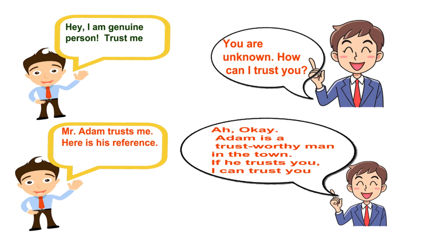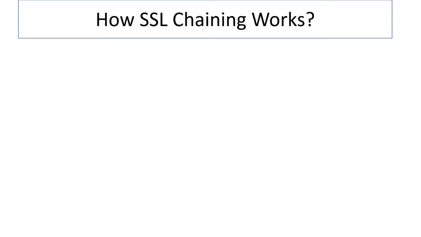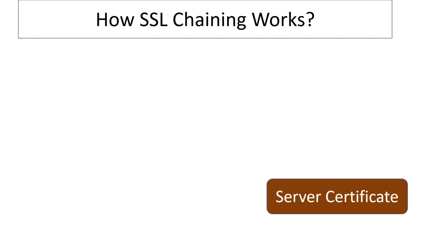So this is how SSL based communication works. Now let's have a look at this SSL chaining with more technicalities, that is, how many players are there in total in SSL based chaining. So first of all, we have a server certificate. As an example, let's suppose there is a website abc.com.